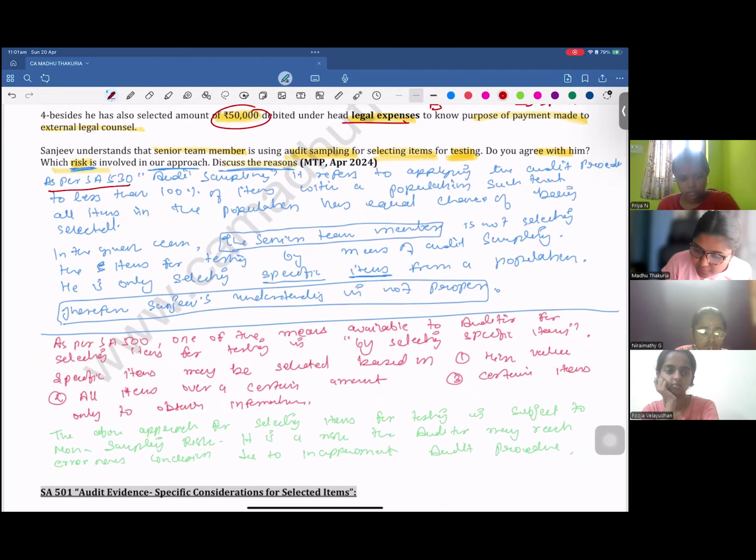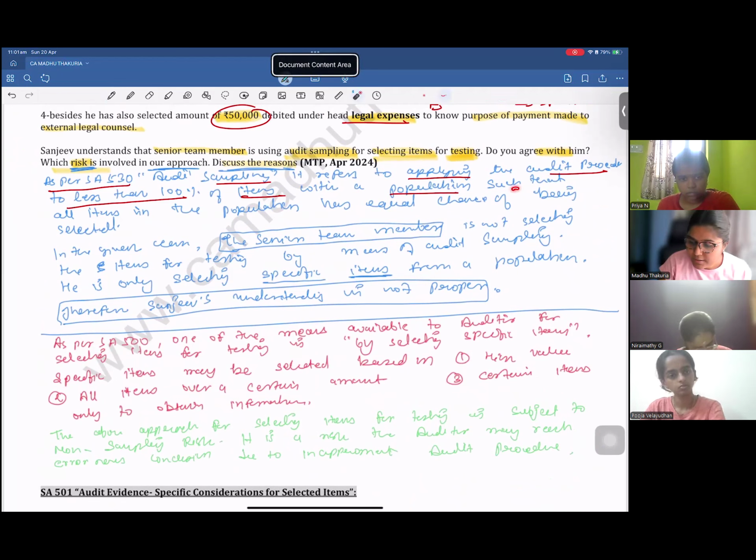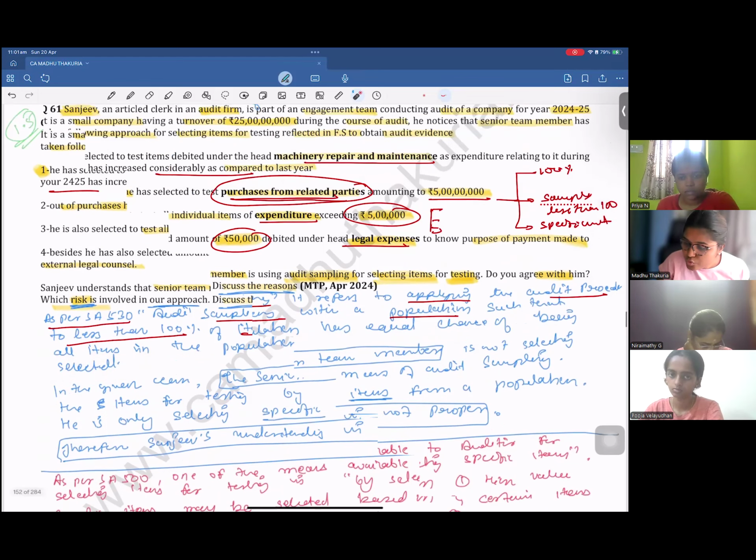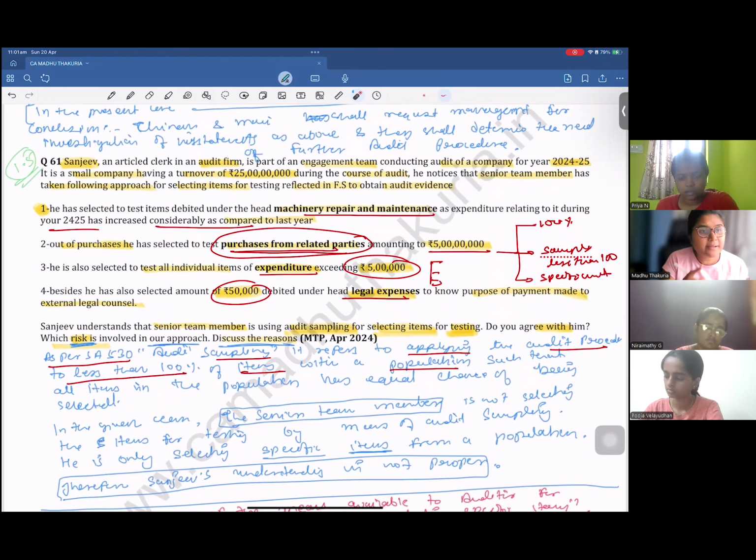As per SA 530, audit sampling refers to applying the audit procedure to less than 100% of the items within the population, such that all the items in the population have an equal chance of being selected. That is exactly the meaning of audit sampling. So when you choose 100% of the items to be tested, that is not audit sampling. When you say I will sample the items and it will be less than 100%, that is exactly your audit sampling. Not everything you choose. I will only check the transactions above 50,000. Does audit sampling allow you to do that? Select only a monetary unit?